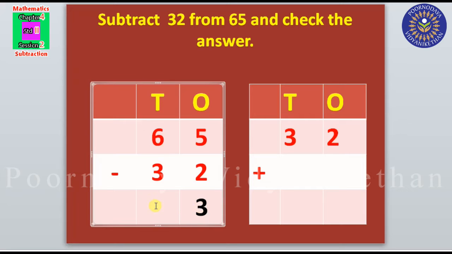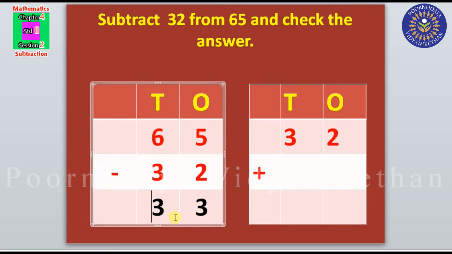Clear? Then in tens place, 6 minus 3. Count 6 fingers in your hand and fold 3 fingers. Then count the remaining fingers. 1, 2, 3. So 6 minus 3 is equal to 3. So this you already learnt. 65 minus 32 is equal to 33.